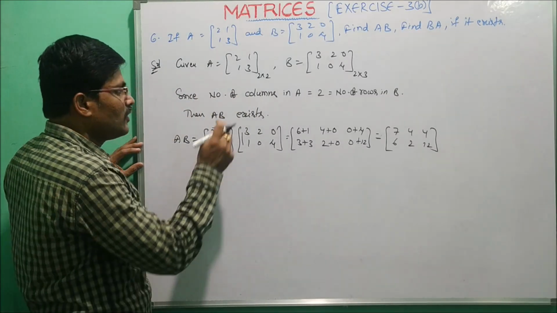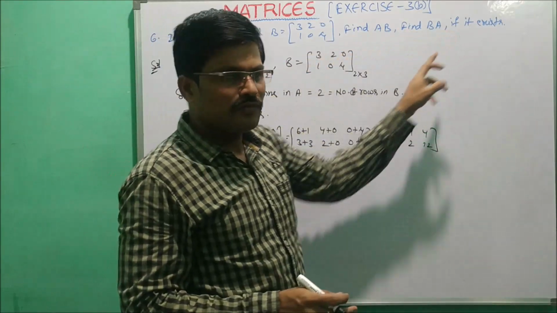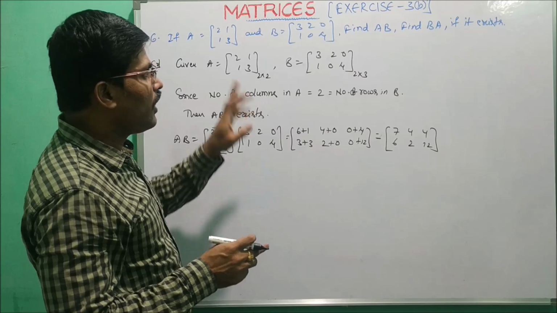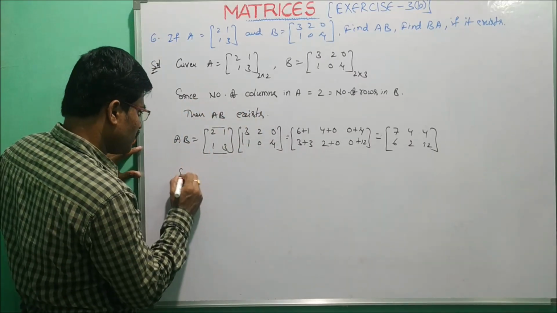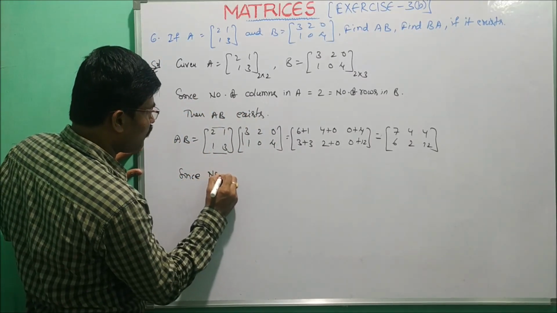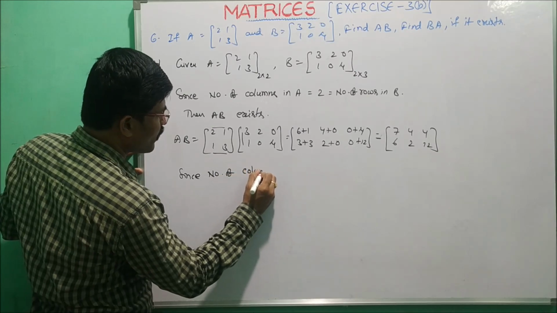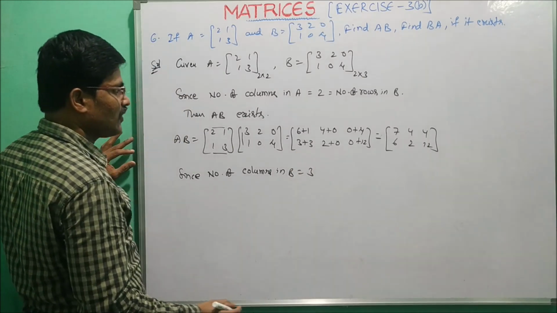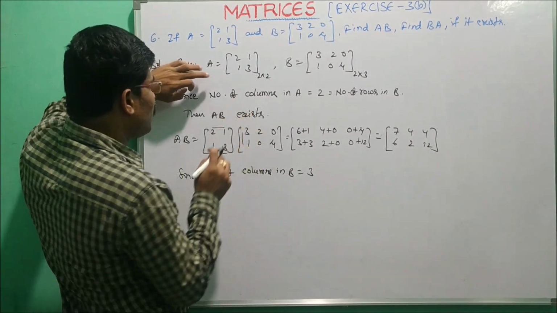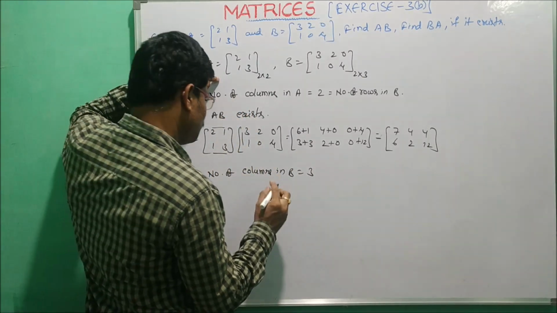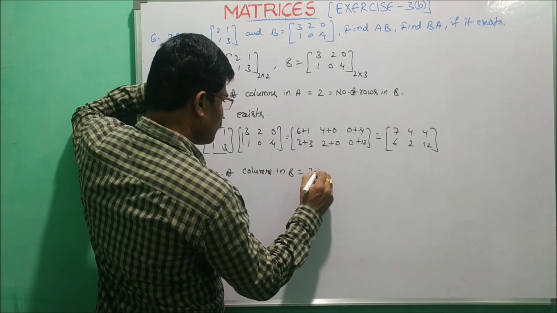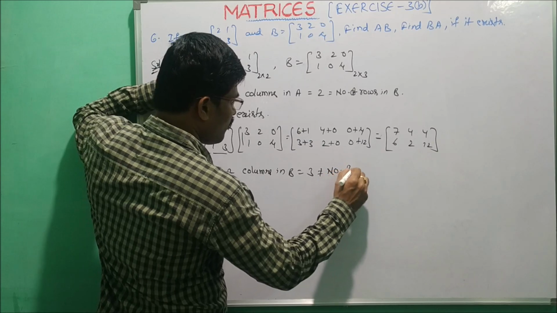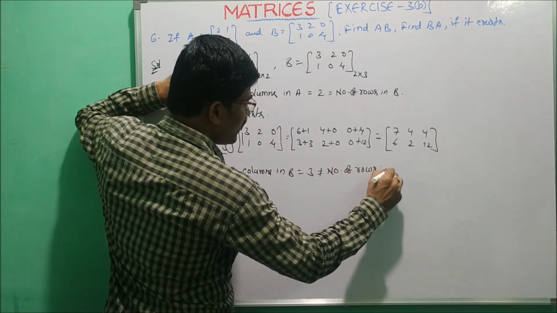Similarly, here to find BA also, first of all check whether B and A are conformable or not. Since the number of columns in B equals 3, the number of rows in A is not equal to the number of columns in B.